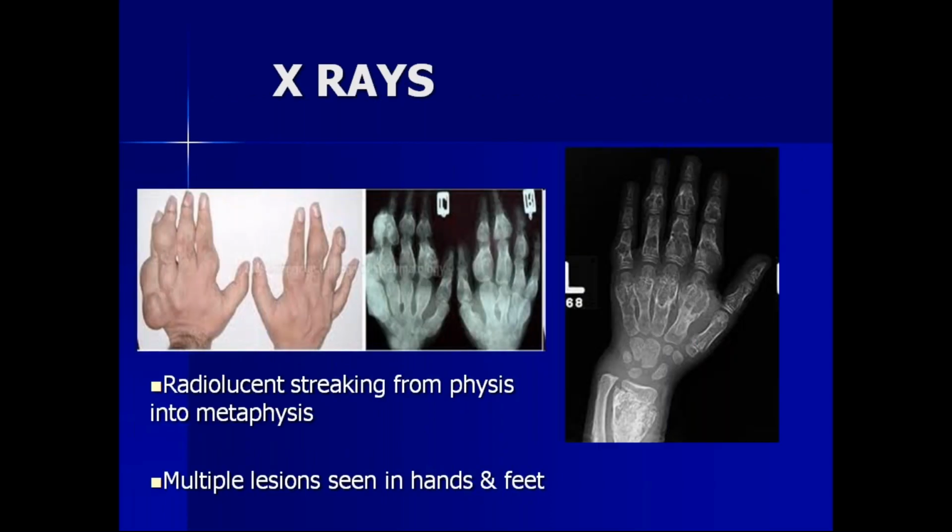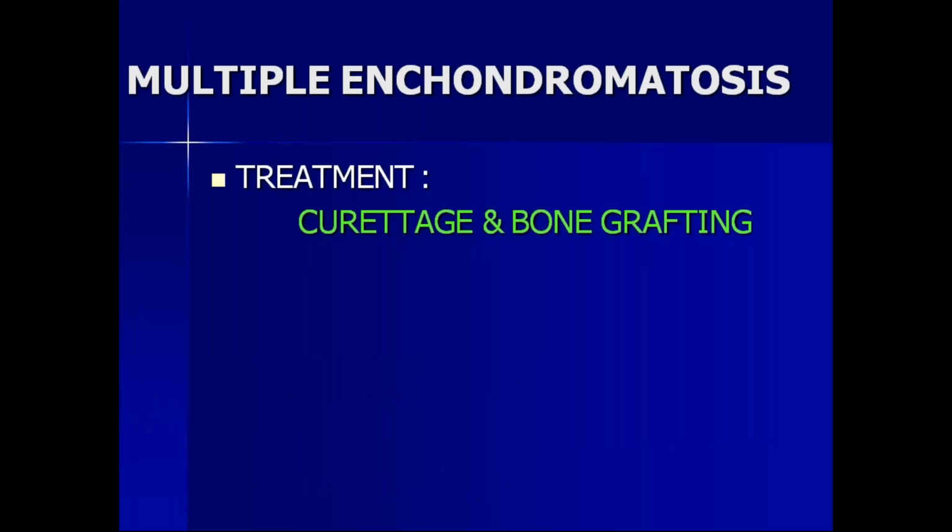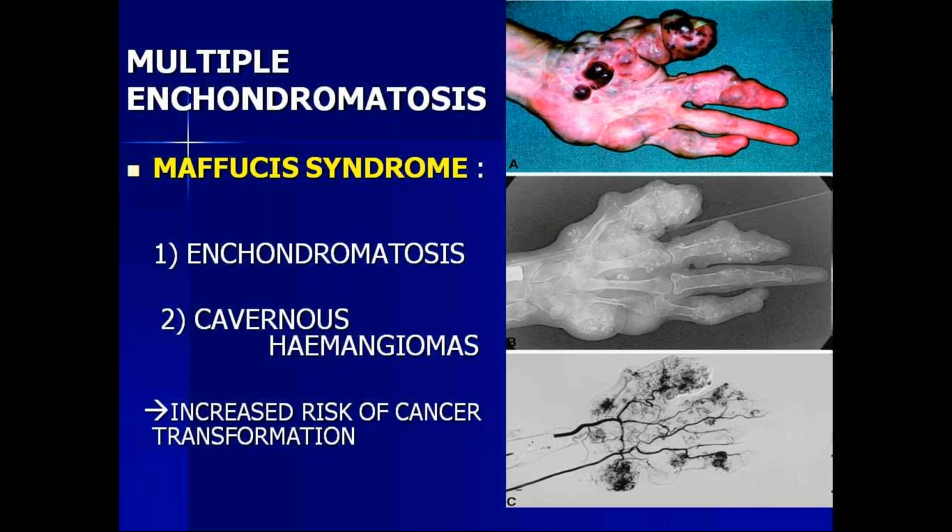Here you can see lytic lesions of multiple fingers of the hand. You can see the swellings in the clinical picture as well as in the X-rays. What we do is usually curettage, you remove that tissue and you have to place bone graft. Maffucci syndrome is enchondromatosis with cavernous hemangiomas, which have more propensity for malignant transformation.